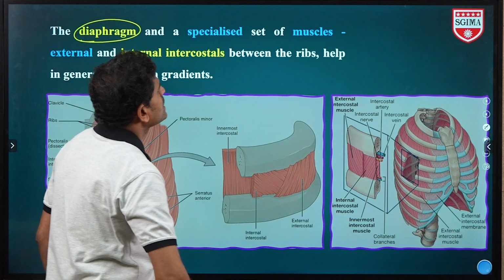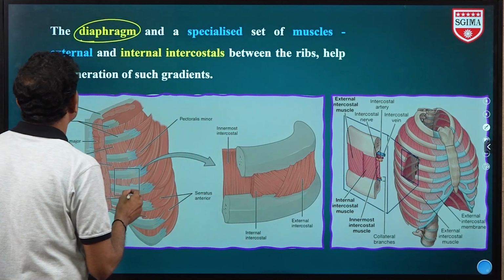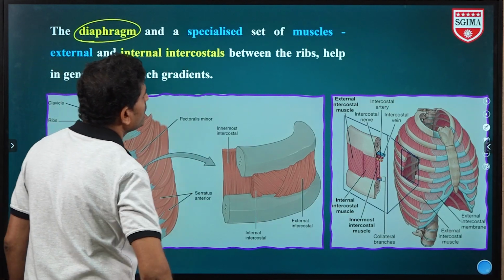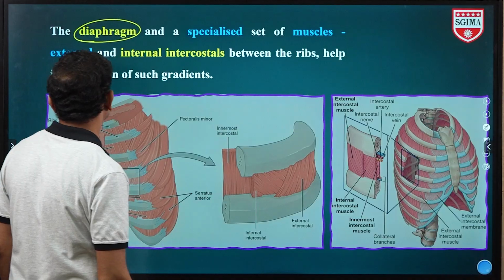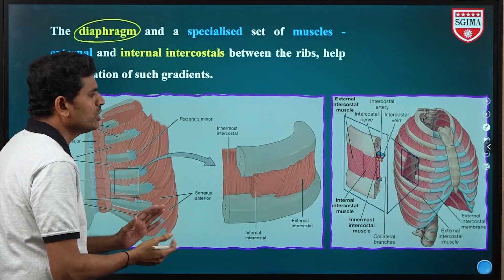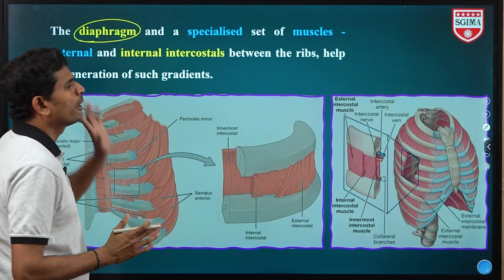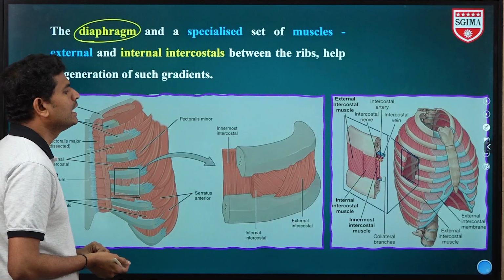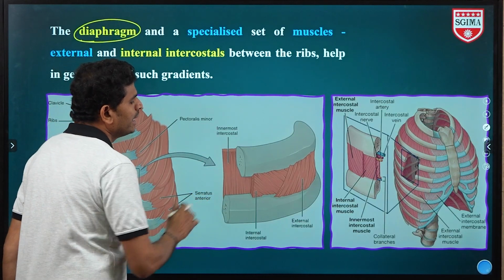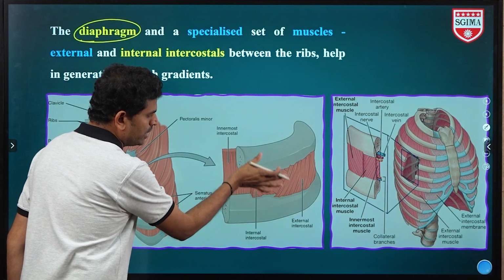And next one is a specialized set of muscles, that is external and internal intercostal muscles present in between the ribs. These are going to generate or create the pressure gradient. Okay, so first thing, which one? Diaphragm, we saw that. Next one is intercostal muscles बोलते. Intercostal बोले तो क्या है? Inter means in between the ribs. This is the ribs. In between the ribs.